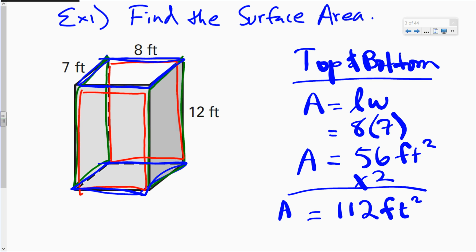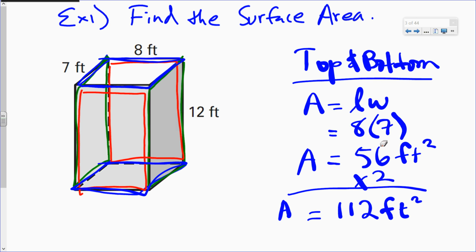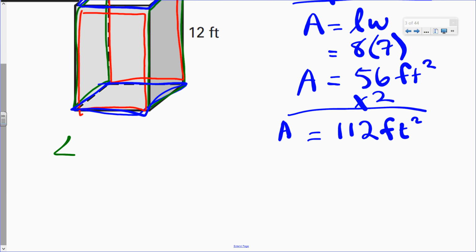All right, in green now, I'm going to do the left and right. Watch. We're almost done. In green, I'm doing left and right. Going to write left and right.